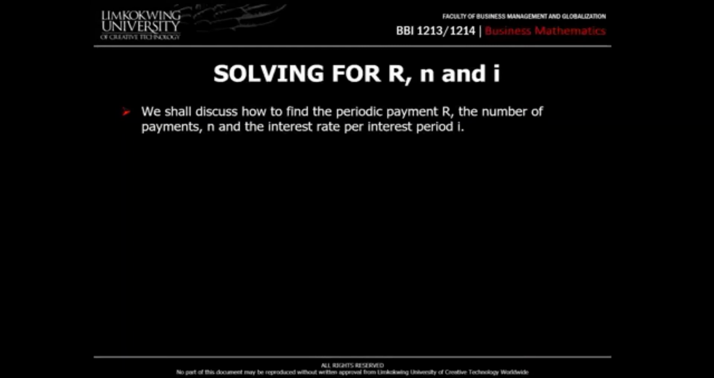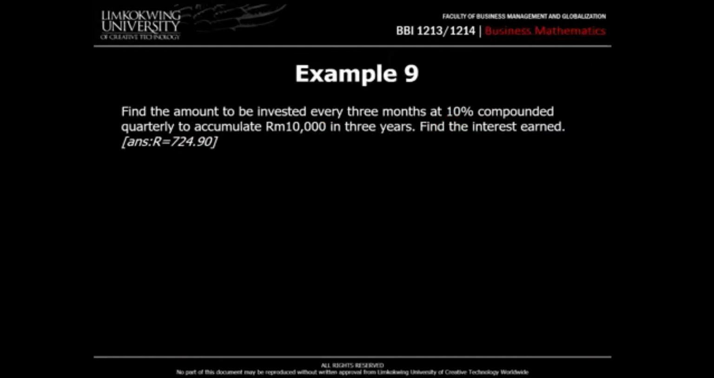So 125. Just now we looked for S and A. Now there is an application question where we need to find R, or N, or I. So this is to find the periodic payment R, number of payments N, and interest rate I. This one is to find the periodic payment R. Find the amount to be invested every 3 months at 10% compounded quarterly to accumulate 10,000 in 3 years. Find the interest earned.